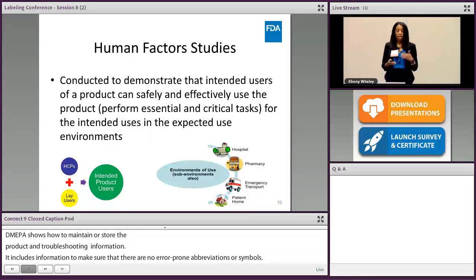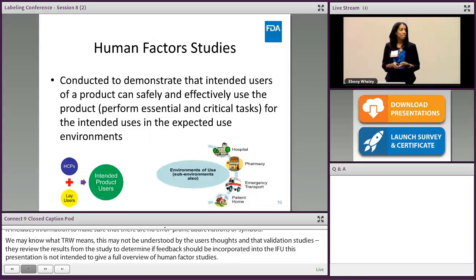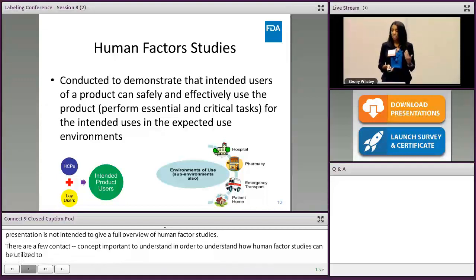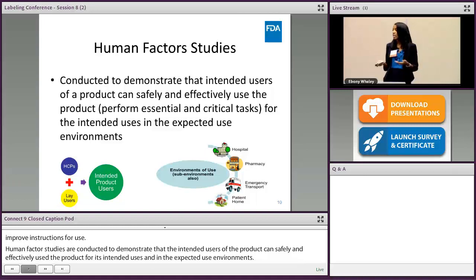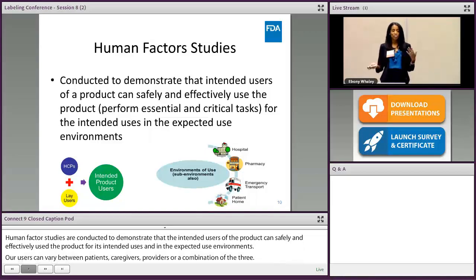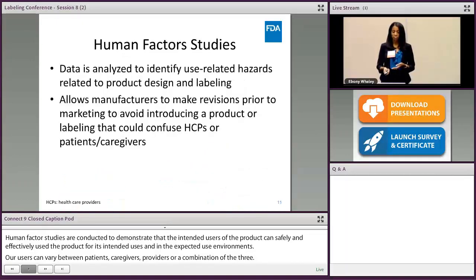And so this presentation is not intended to give a full overview of human factors studies, but there are a few concepts that will be important to understand in order to understand how human factors studies can be utilized to improve instructions for use. So human factors studies are conducted to demonstrate that the intended users of a product can safely and effectively use the product for its intended uses and in the expected use environments. Our intended users can vary between patients, caregivers, healthcare providers, or any combination of the three. And our expected use environments might be home use, hospital use, emergency use, or any associated sub-environments.